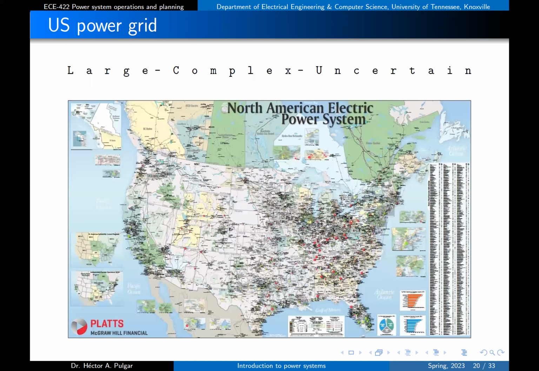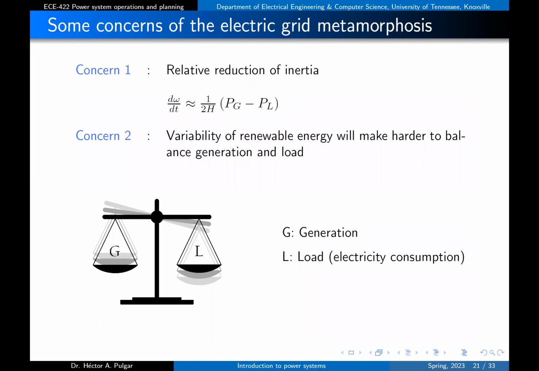So as I said, the system is large, it's complex, and also subject to uncertainties. It's very hard to deal with a system like this because of the size, complexity, and uncertainty, but we need to. We cannot just put this aside. We need to have a good model that can describe the behavior of the system and give a good, accurate description of what might happen. So we need models for this.